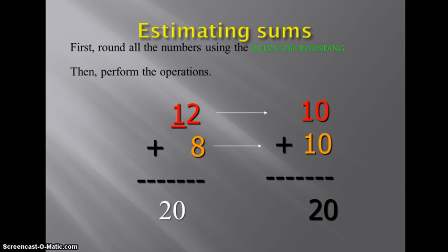So 12 would round to 10, and 8 would also round to 10 because it's closer to 10 than to say 5 or 1 or 0. 10 plus 10 equals 20, which is our estimate, and our actual answer is 20 as well. So you can see that your actual answer is reasonable.